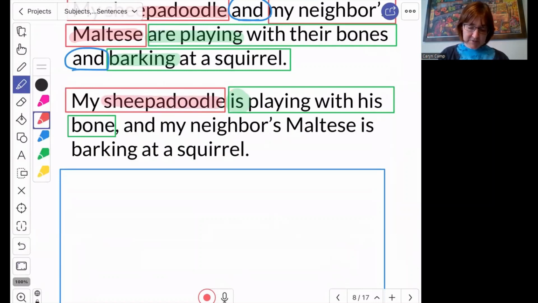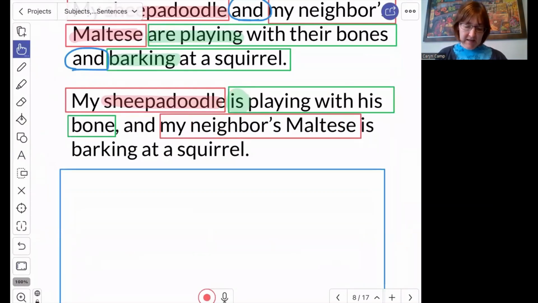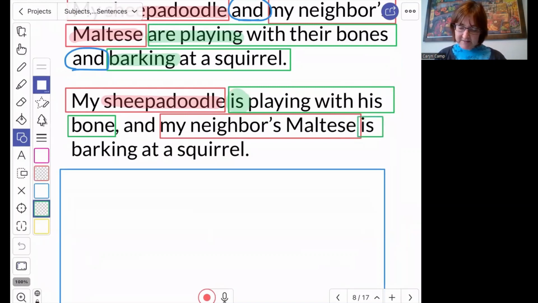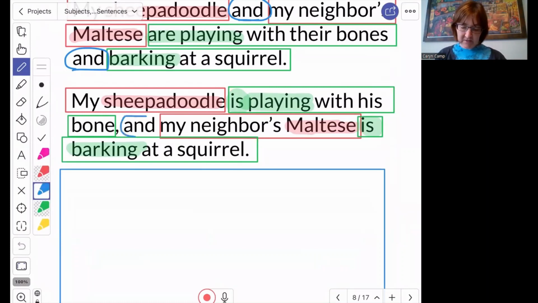Now let's look at the next simple sentence. It's about my neighbor's Maltese. That's the complete subject. And then what is he doing? I got to get that is in there. Is barking at a squirrel. What is the simple subject? Maltese. That's the noun inside the complete subject. And what is the simple predicate? It is barking. Oh, and I missed this one, didn't I? Okay. Is playing and is barking. And then we have our fanboys conjunction. Do you see it? It's right here.